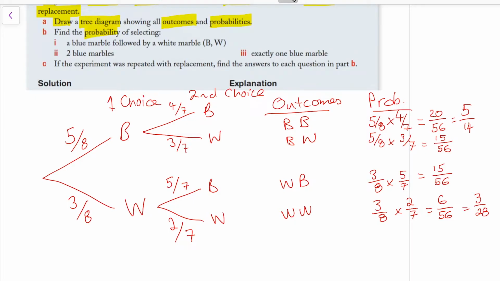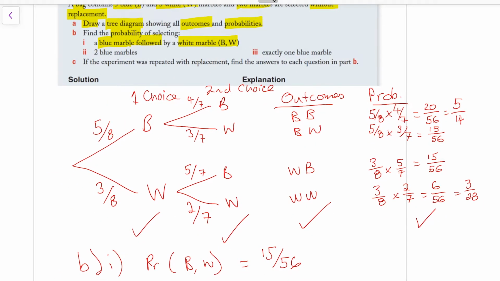Give yourself a tick. 4 marks there. Brilliant. Now, find the probability that it's a blue marble and it has to then be followed by a white marble. So we want the BW option, the probability of me getting a blue-white combo. And you look across at that and it equals 15/56.